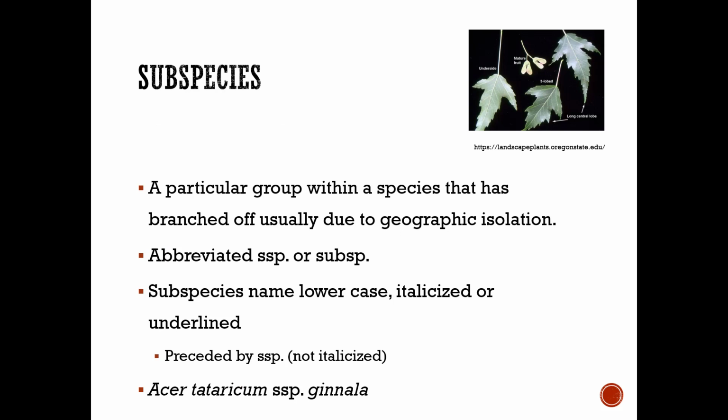Subspecies, this is a particular group within a species that is branched off, usually due to geographic isolation, abbreviated either ssp. or subsp. The subspecies name is lowercase, italicized or underlined, and it's preceded by these abbreviations, which are not italicized. And here we have Acer tataricum subspecies ginnala, which is our Amur maple.